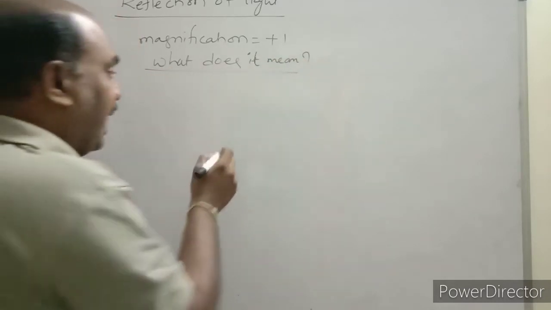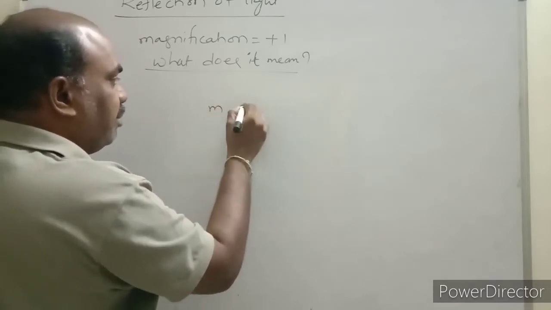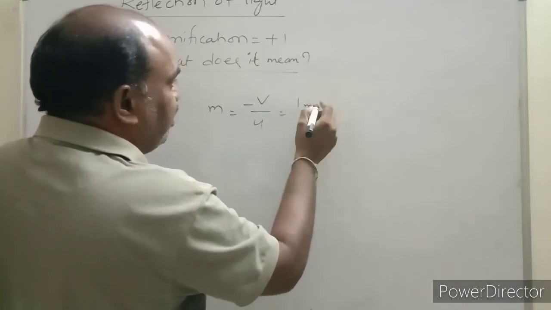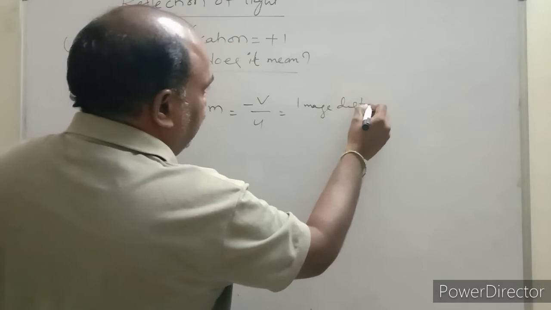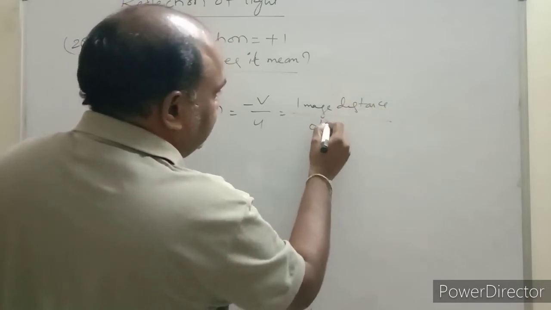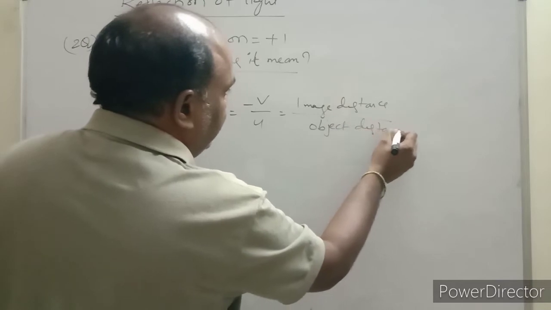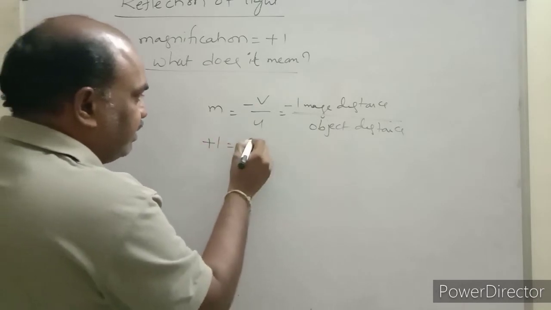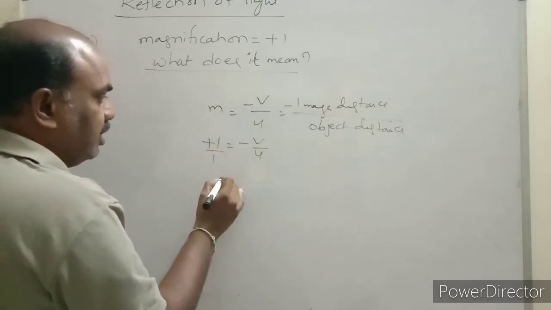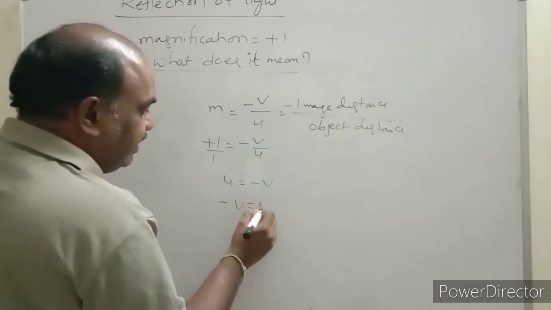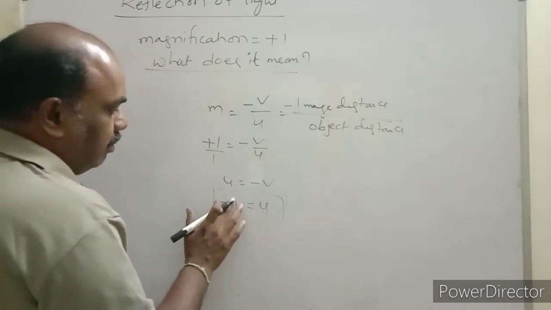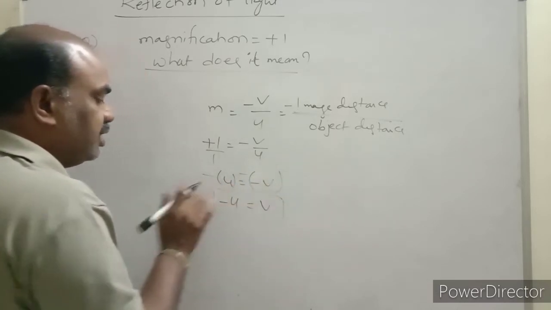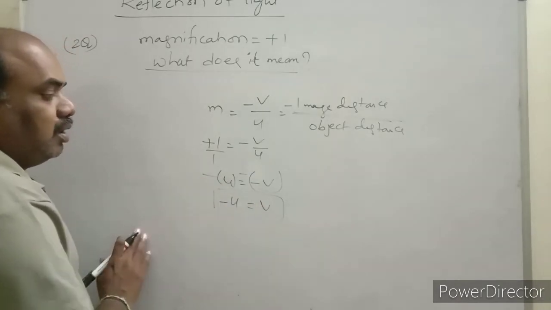Observe carefully. The magnification formula we know: minus V by U, that is nothing but image distance by object distance. +1 is given, so +1 equals minus V by U. On cross multiplication, U is equal to minus V, or minus U is equal to V, multiplying both sides with minus. That means object distance is equal to image distance.